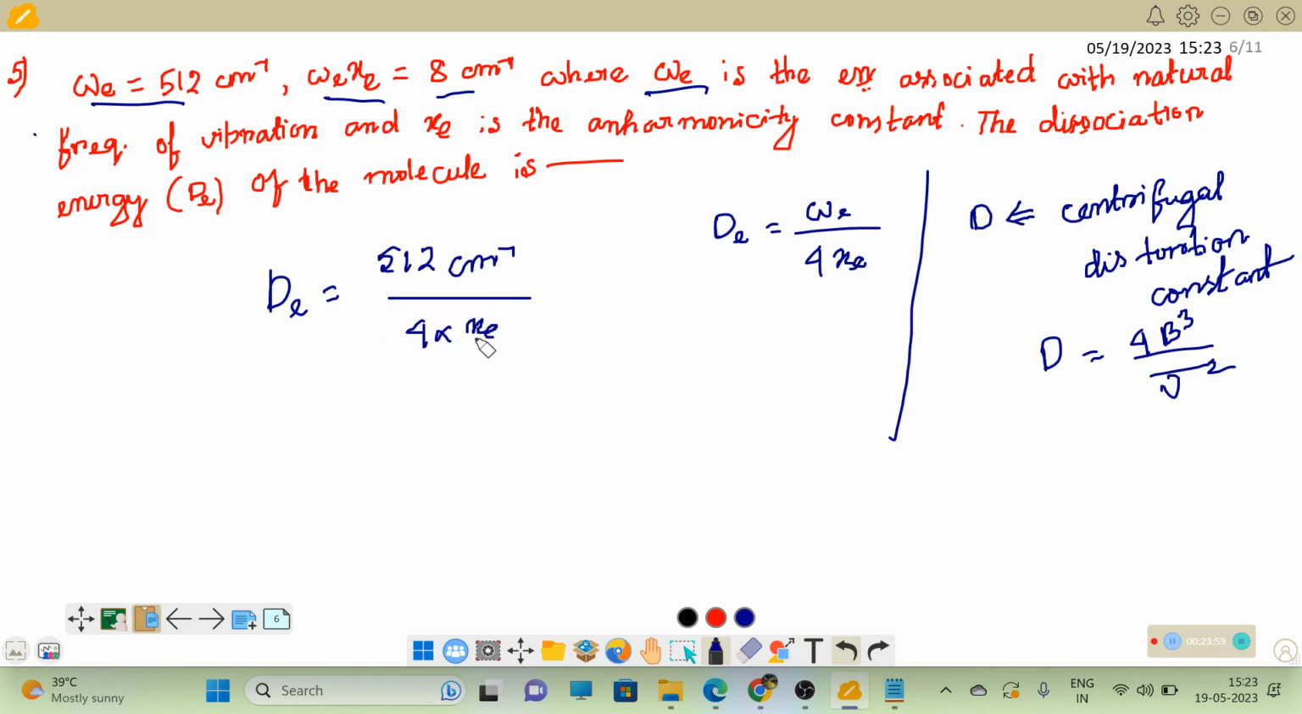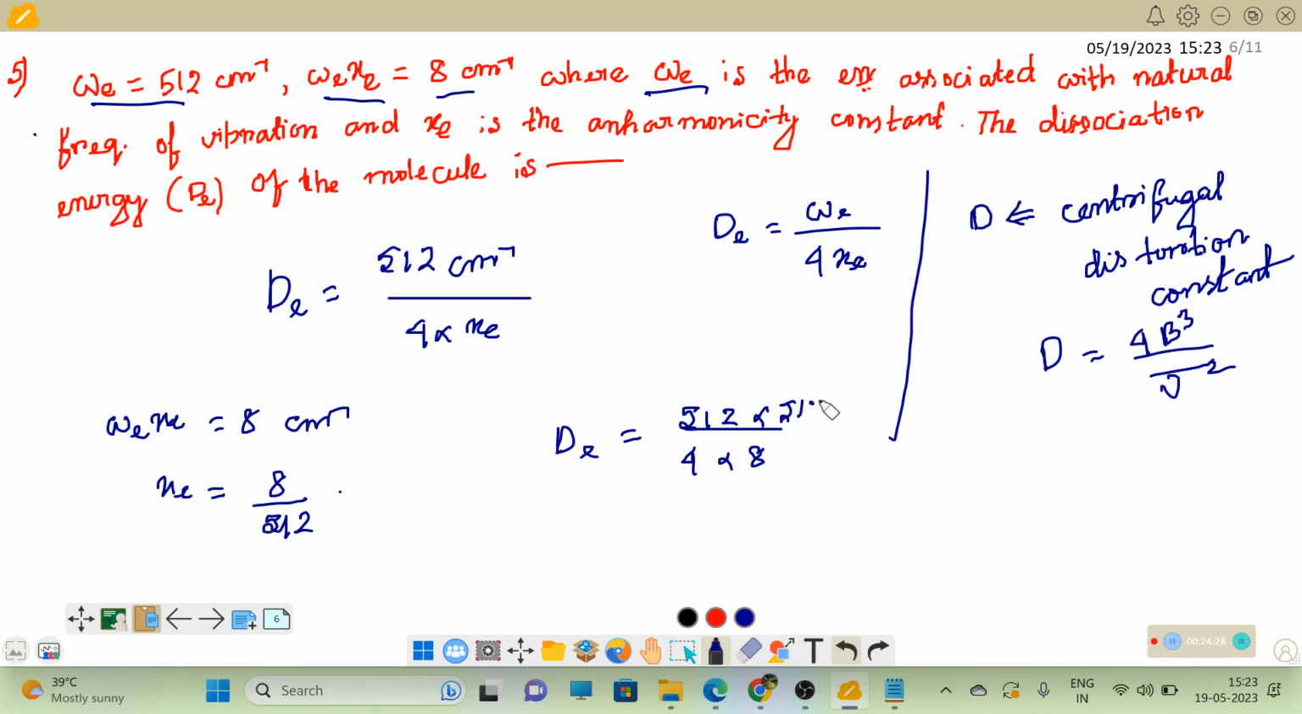Now we have a problem. No, nothing is a problem. Omega e x e equal to 8 centimeter inverse. Now we know D e equal to omega e squared by 4 omega e x e, where omega e is 512, and centimeter inverse cancels. So we will put this value in here, like 512 into 512 by 4 into 8. I already calculated this value.